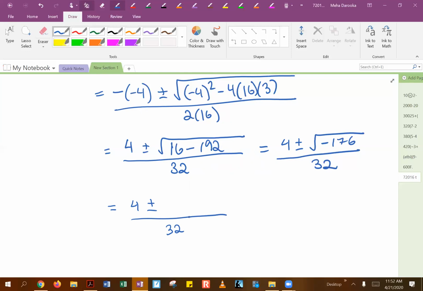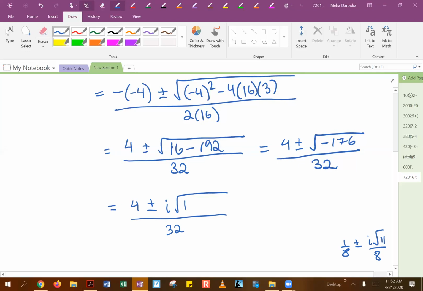I got 1/8 plus I root 11 over 8, and then 1/8 minus I root 11 over 8. Okay, so how did you simplify that 176? I put the I on the outside of the square root, so bringing the negative outside. And then 176 simplifies down to 4 root 11.